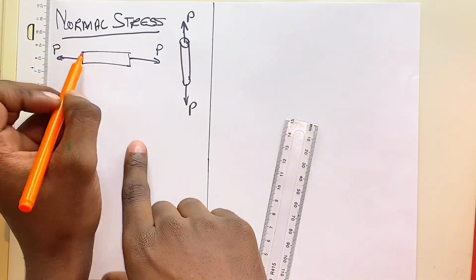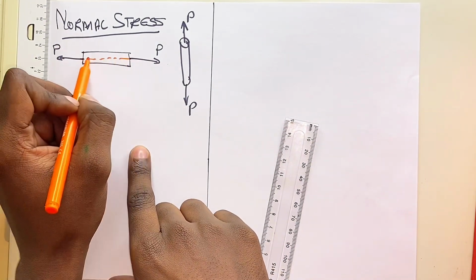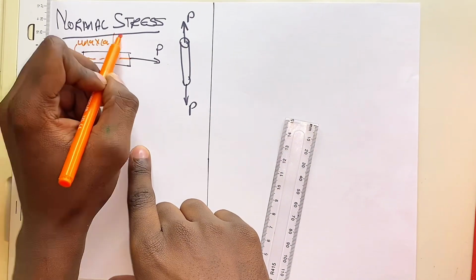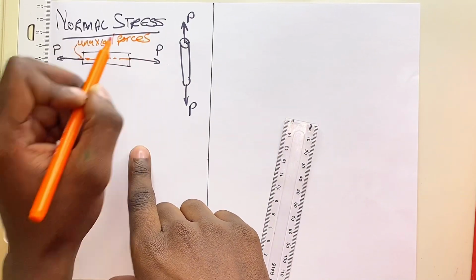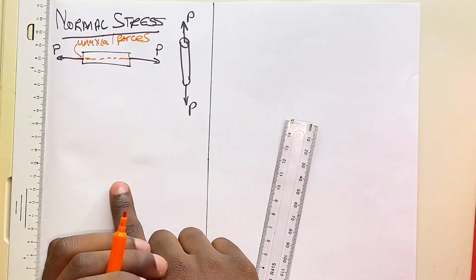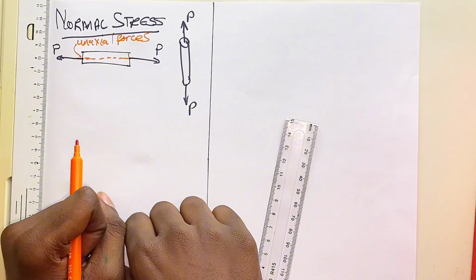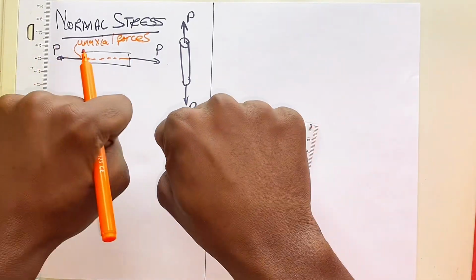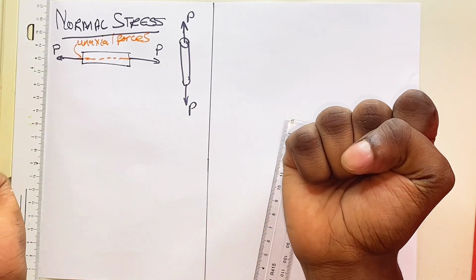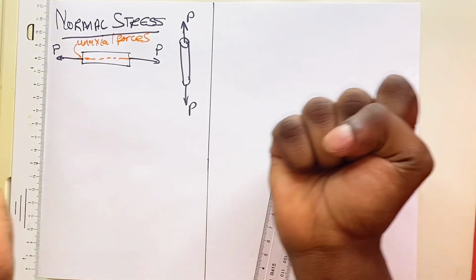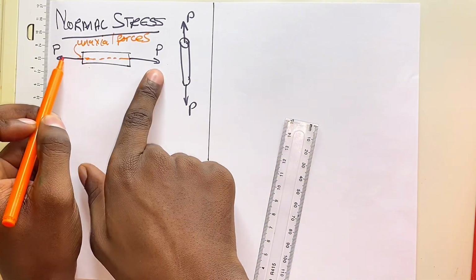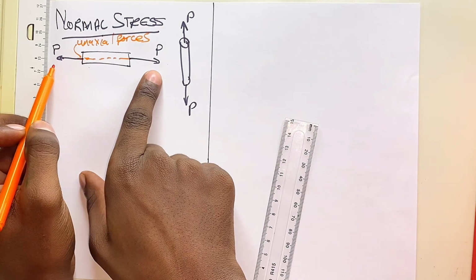Because these forces are acting on the same axis, we call these forces uniaxial forces. Uniaxial forces because they act on the same axis. Now, what is going to happen is that these two forces are going to act opposite to each other, trying to pull on this member. And the more you exert this force on this member, the more it will start to stretch because of these two forces that are acting on it.